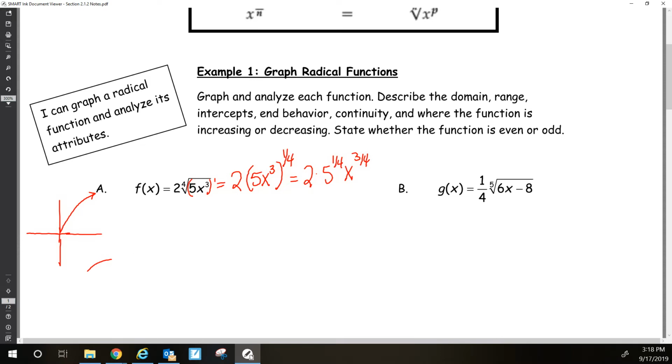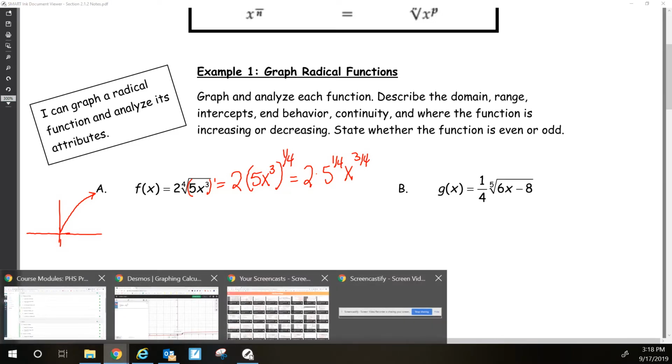Well, that's not quite right. Square roots are more like that. It's got that concave down nature, and that's what we're looking at. We can test it out on Desmos. So we really want 2 times 5x cubed to the 1/4.